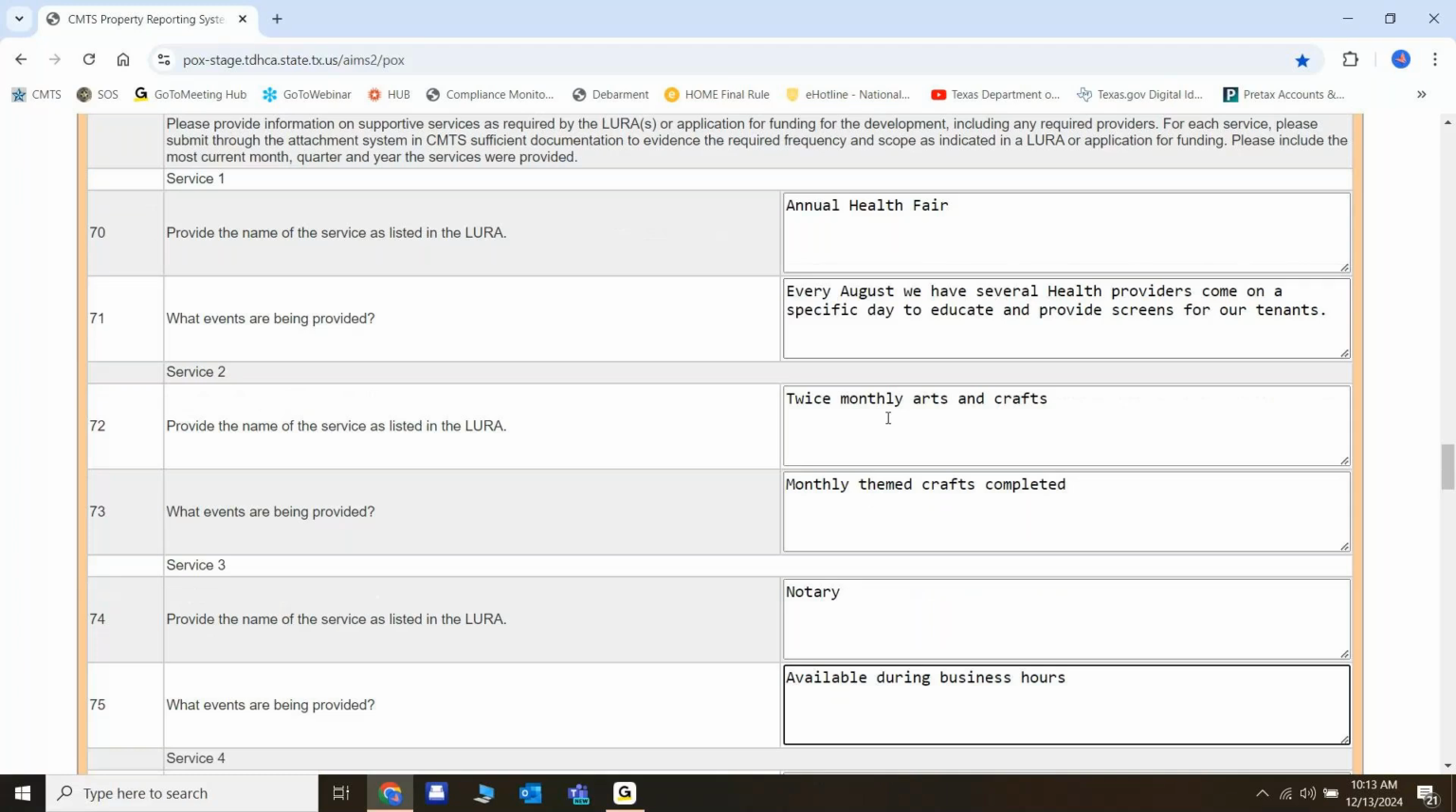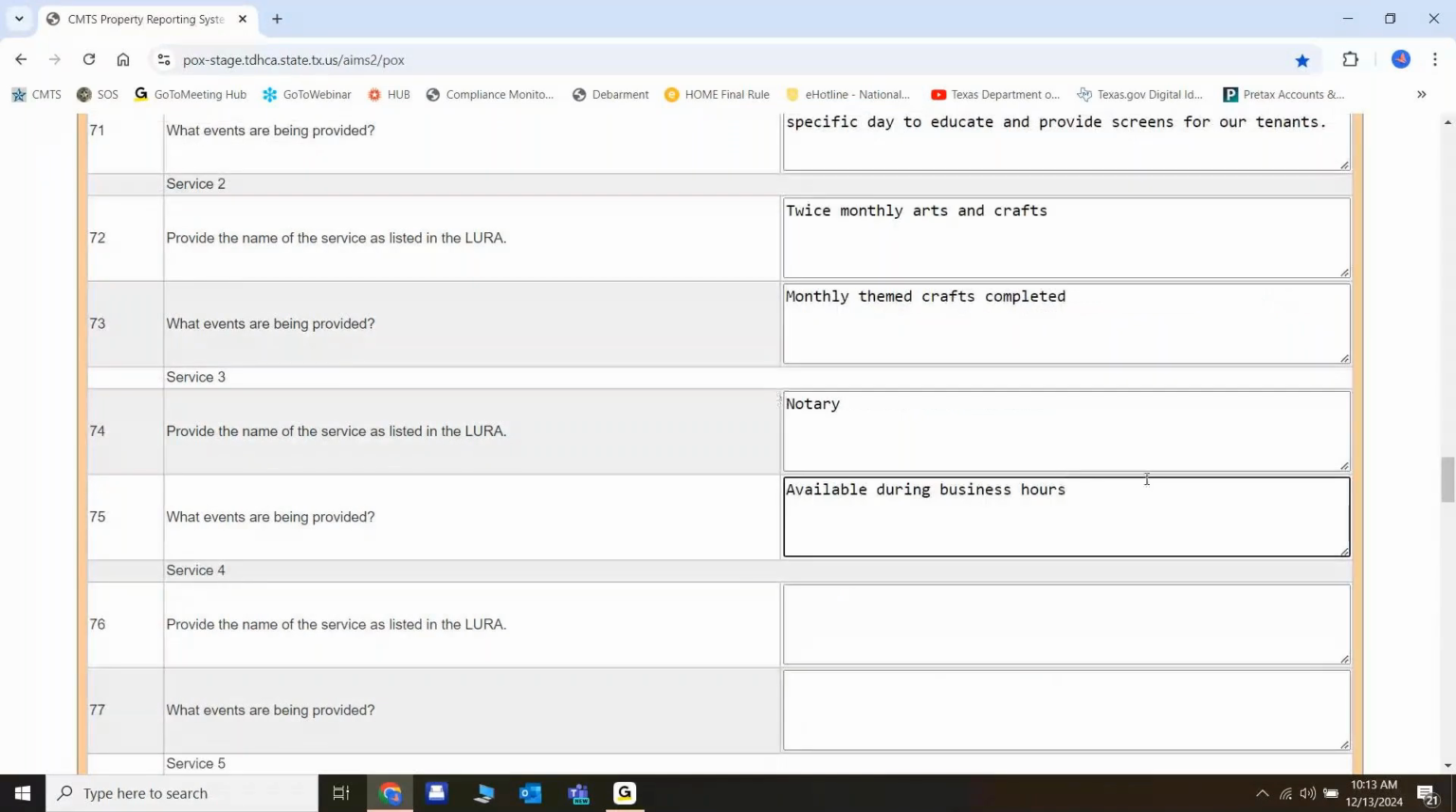If it's twice monthly arts and crafts, and I'm coming out in December, all I need to see is the arts and crafts that you did in the month of November and October. October and November, we like to see 2 months' worth. If it's notary, I just need to see the stamp and all that stuff. So I don't need 12 months of arts and crafts.